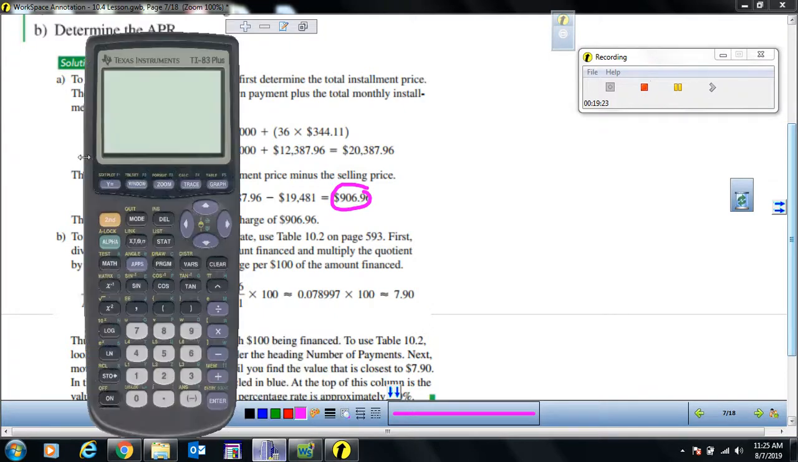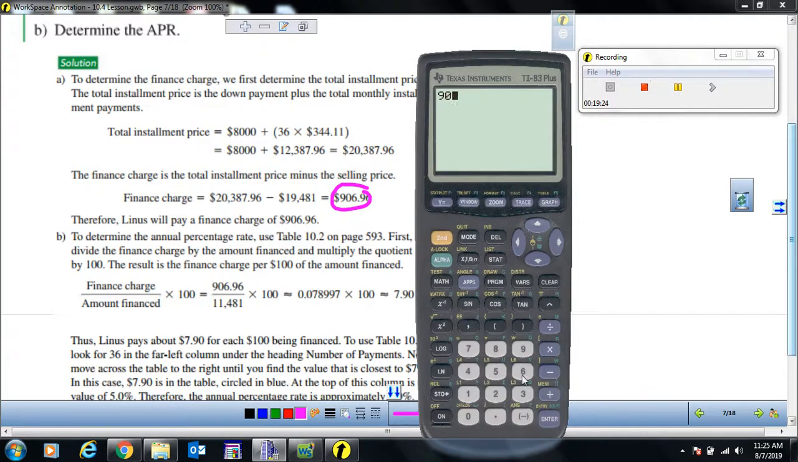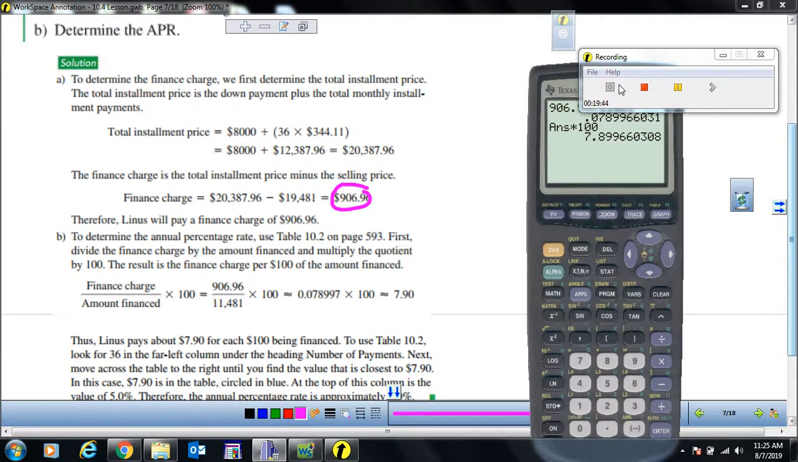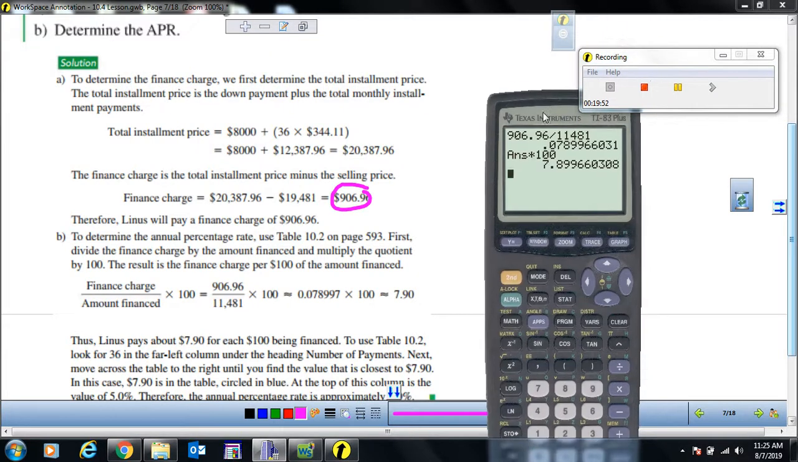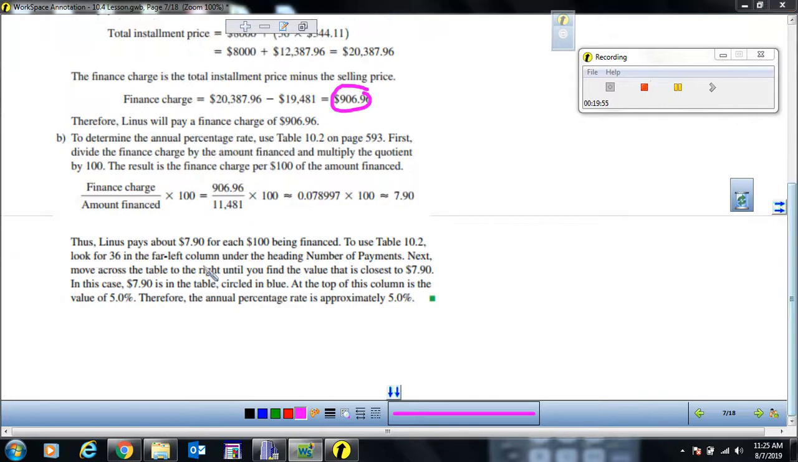So here, my calculator, 906.96 divided by 11,481. That's the first number you see here. Multiply that times 100 to change it into, to just have that not in decimal. And so it says here on the explanation that Linus pays about $7.90 for each $100 being financed.